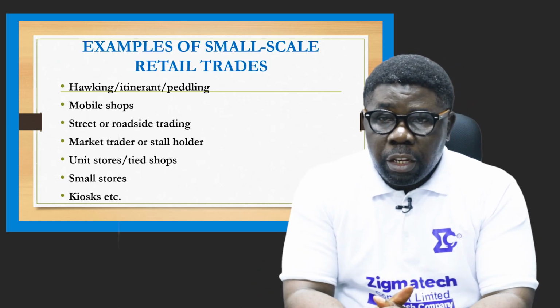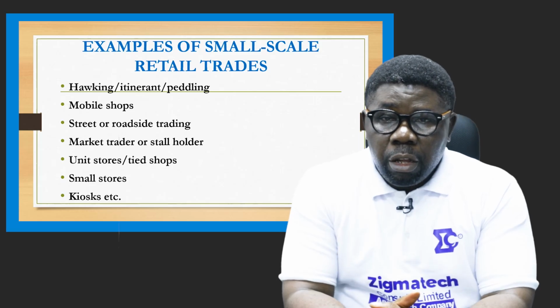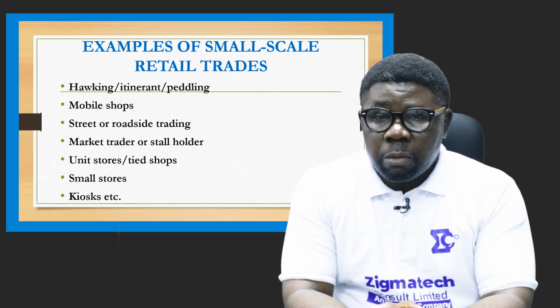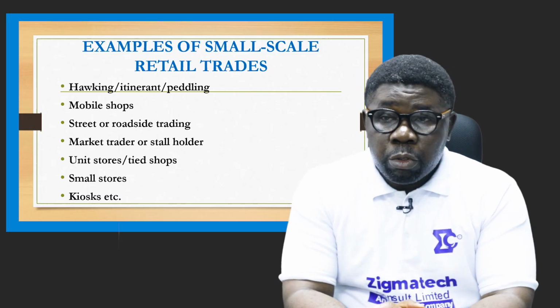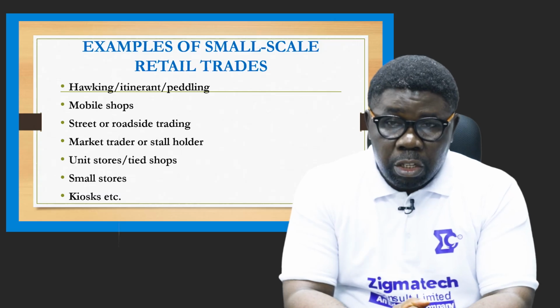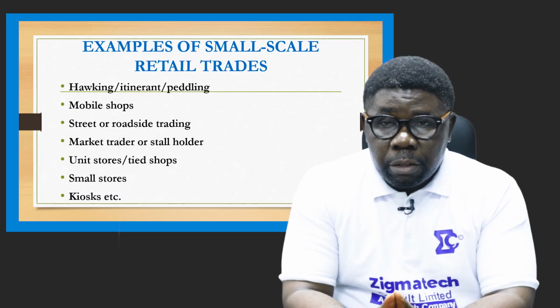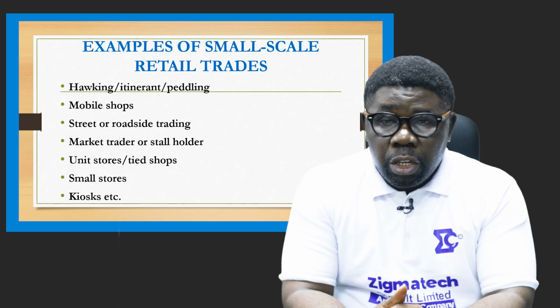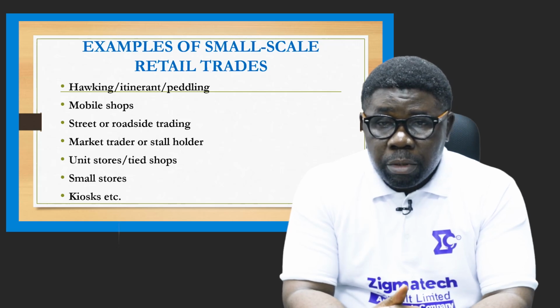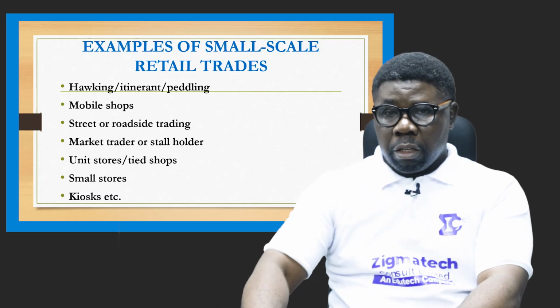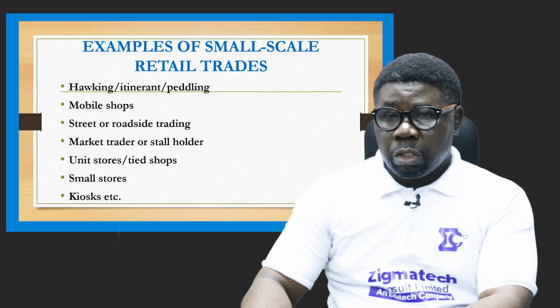So yes, hawking, itinerant trading, mobile shop, street or roadside trading, market traders or stall holders, unit stores, tile shop, small stores, kiosks are the examples of small-scale retail trades. We have discussed the first one on top, which is hawking or itinerant trading. We're going to look at mobile shop, street or roadside trading, and tile shop here. So even market or stall holders. So let's go and see.